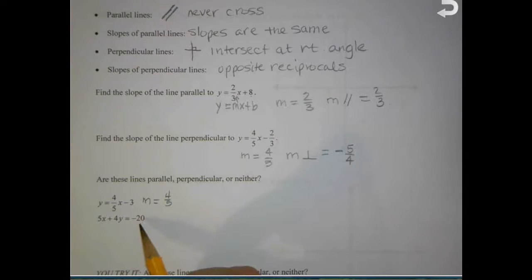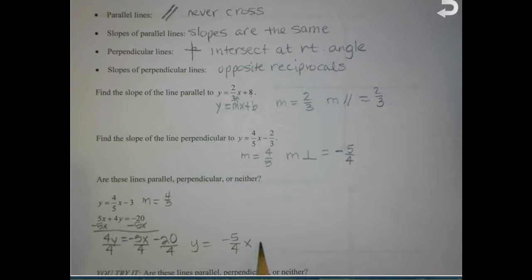And then for my second equation, I want to put it into mx plus b form, so I'll subtract 5x from both sides, and I have 4y equals negative 5x minus 20. I forgot to put the minus there. And then I want the y by itself, so divide by 4 on all terms, and I have y equals negative 5/4 x minus 5. So the slope of this line is negative 5/4.